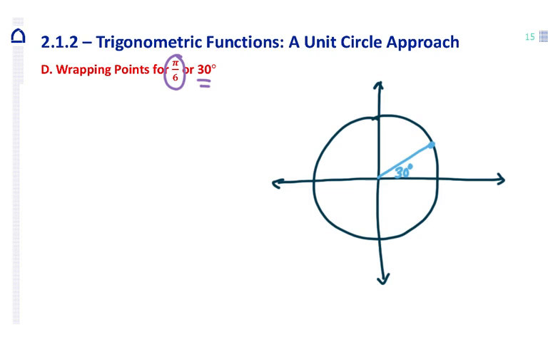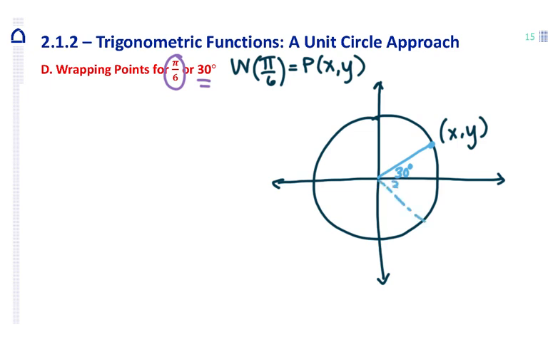So there's the unit circle, there's an angle of 30 degrees. We want to know the wrapping function for pi over 6 or 30 degrees. What are going to be the values of x, y, the point that it hits? Now, it's a little bit tricky to figure this out. We need to do a little trick here. Let's also draw a 30-degree angle here and then make a triangle.